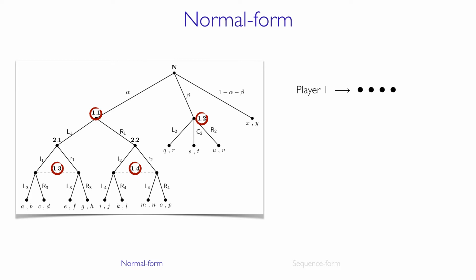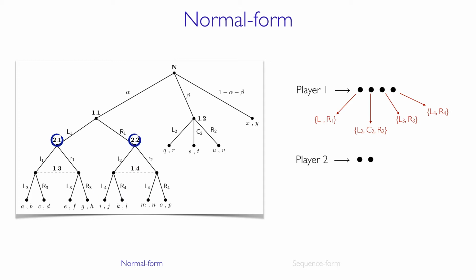Player 1 has 4 information sets, so her plans are made of 4 actions. The first action is played at information set 1.1 and it can be either action L1 or R1. The second action is played at information set 1.2, so it can be L2, C2 or R2. At information set 1.3, player 1 can play one between action L3 and action R3. Finally, at information set 1.4, player 1 action can be either L4 or R4.